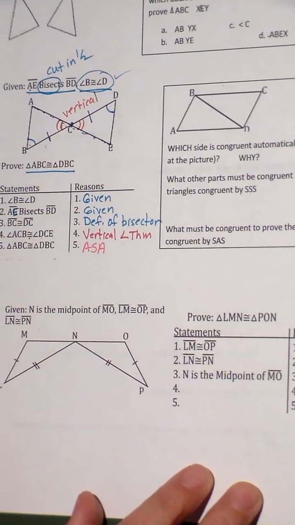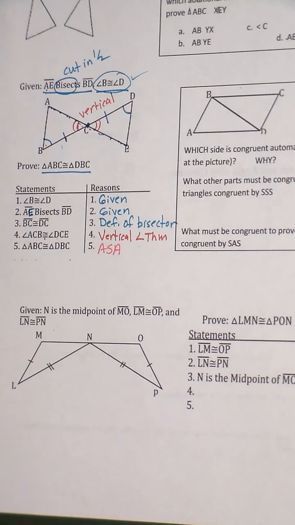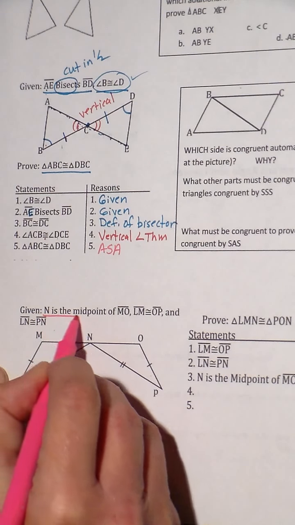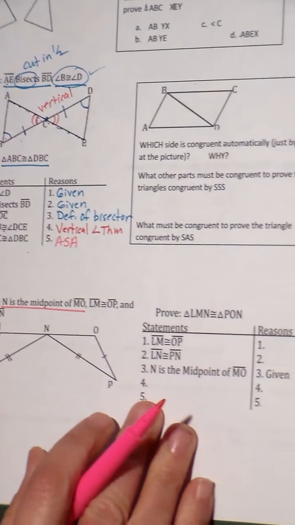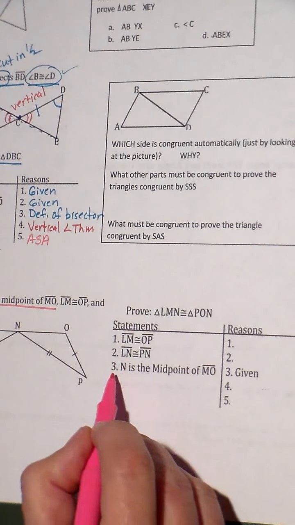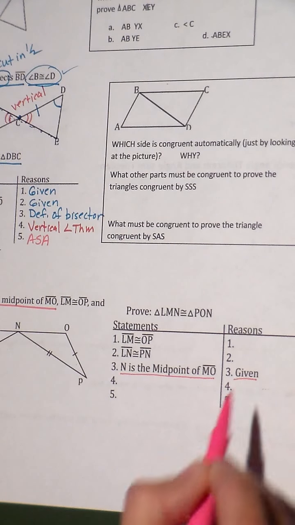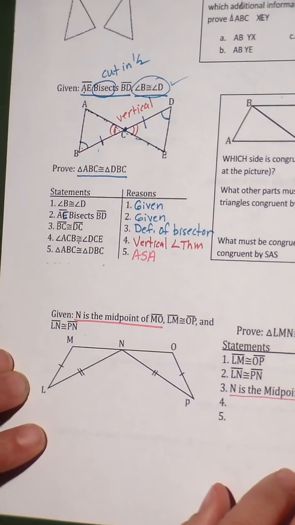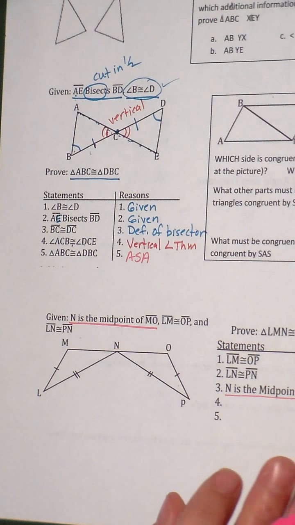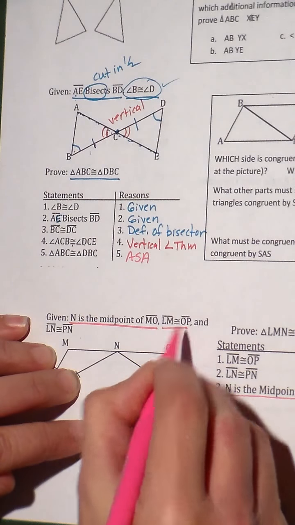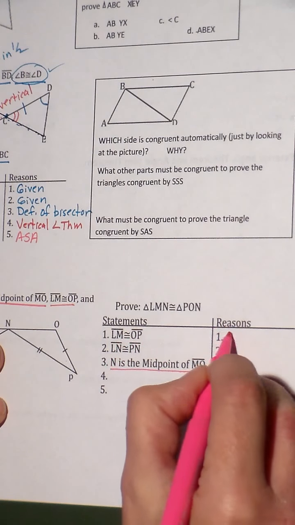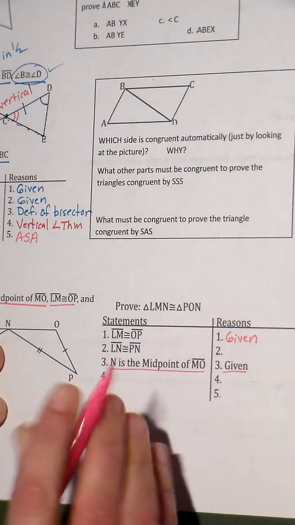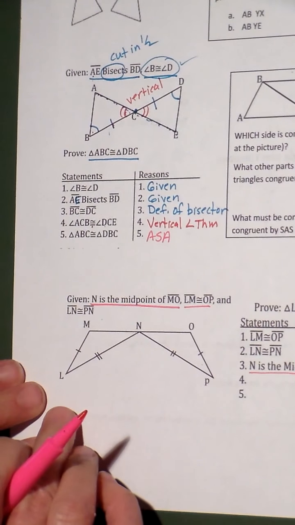All right, so what we're going to do is we're going to look at this picture. It says given N is the midpoint of MO. So if I were to go over to my proof, I can see that already says given. Okay, that's my given. It's already there. All right, go back to my picture. Okay, LM is congruent to OP. So I'm going to go back to my proof. LM is congruent to OP. That's given. And that's already marked for you.